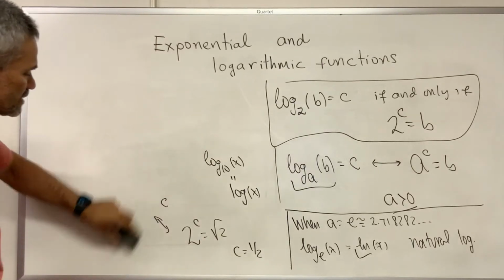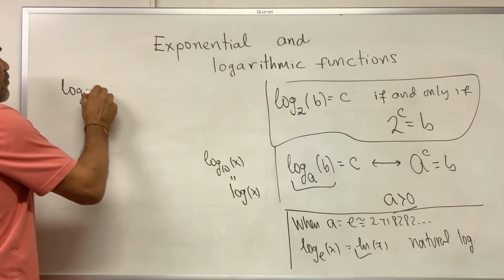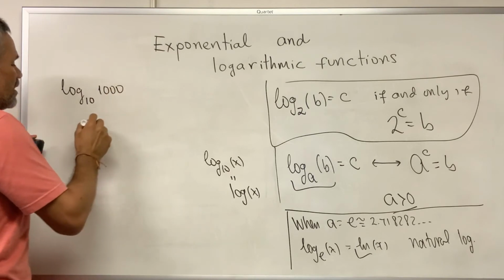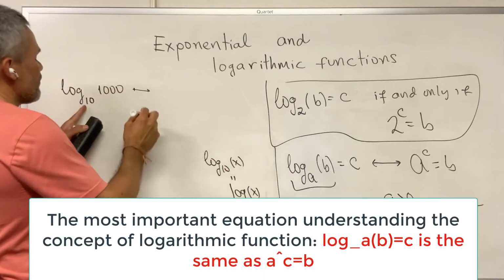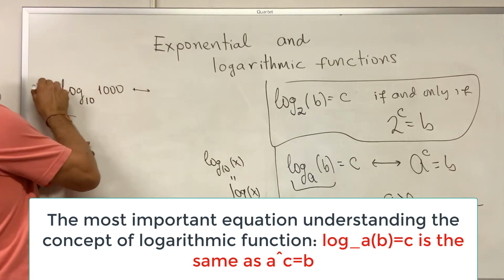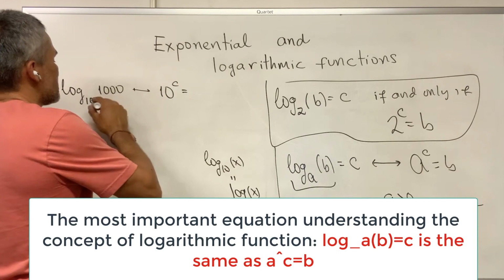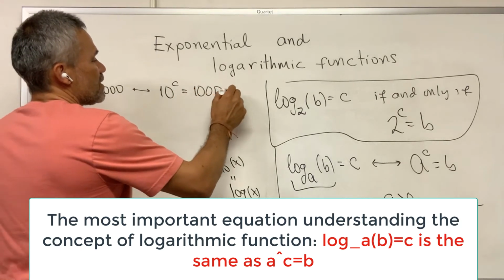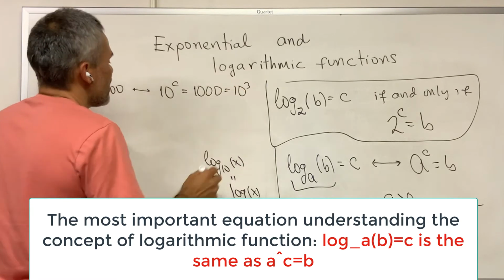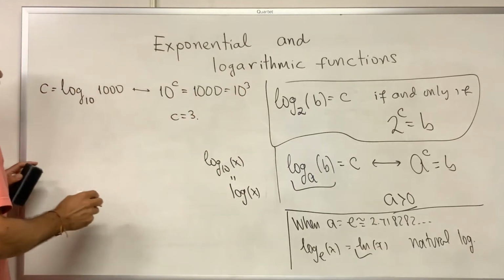Let's see more examples. Log in base 10 of 1000. Notice that this is the key part: this is equivalent to finding the number. If we call this c, we have to find the number c such that 10 to the c is 1000, and 1000 is 10 to the 3, and for that reason c must be equal to 3.